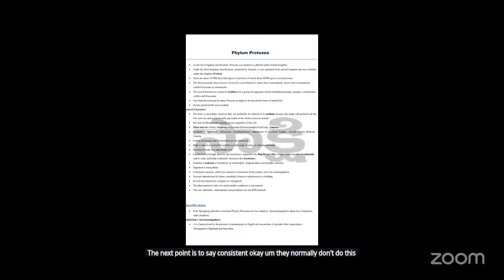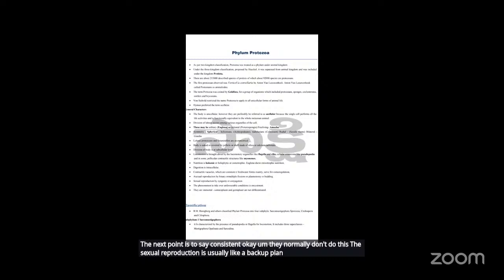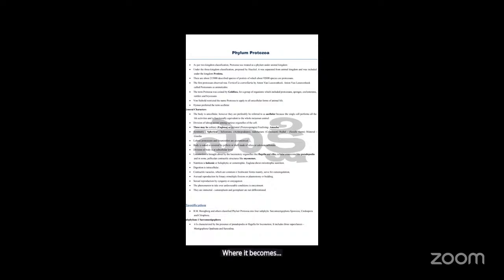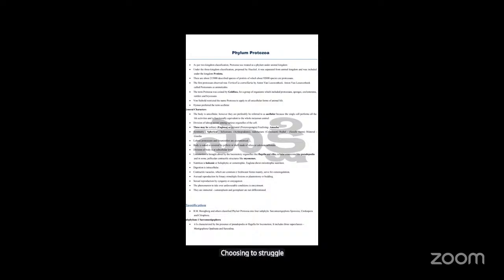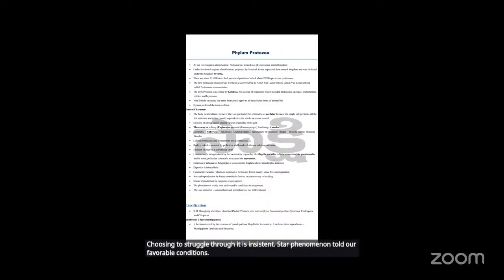Okay, they normally don't do this. The sexual reproduction is usually like a backup plan. They mostly favor asexual reproduction. So them choosing to wait out the unfavorable conditions is where it is much harder to perform the asexual reproduction. Where it becomes unfavorable, I think that is just basic English. The situation they are in is not good, so to speak. So them waiting it out, that is the tide over. Choosing to struggle through it is encystment, that phenomenon to tide over unfavorable conditions. So mitoplasm and cytoplasm are not differentiated.